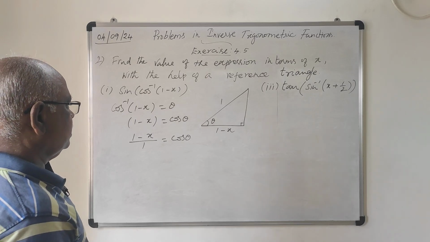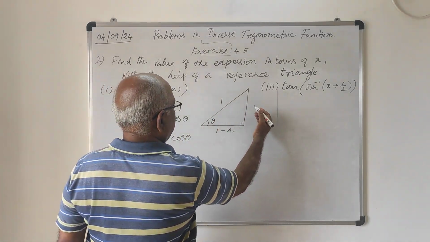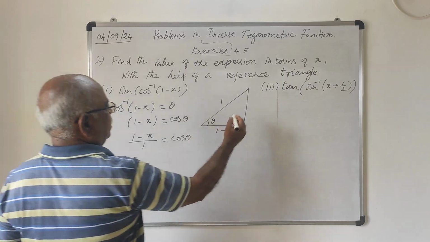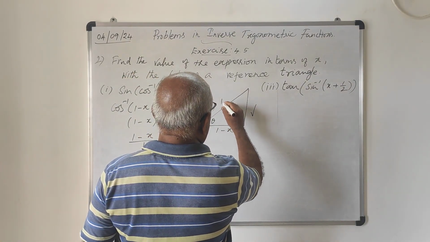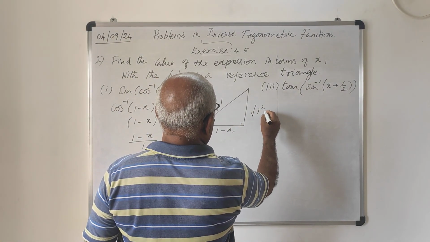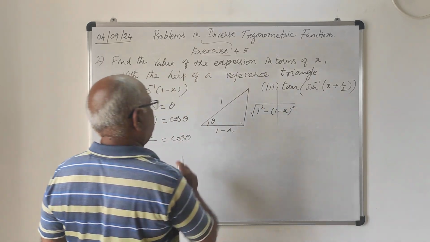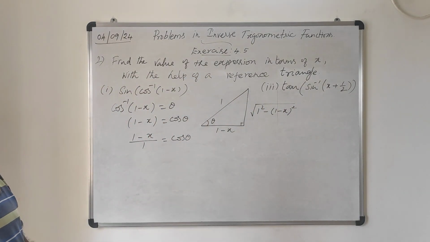From this I can get sin theta. Sin theta is the opposite side by hypotenuse. I want this opposite side. For that, this is equal to root of hypotenuse square minus adjacent square. This side is root of 1 square minus (1 minus x) square.